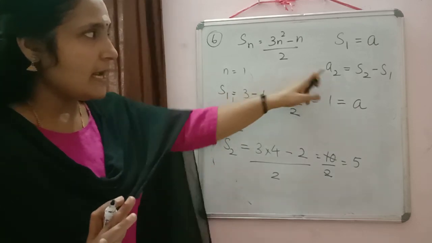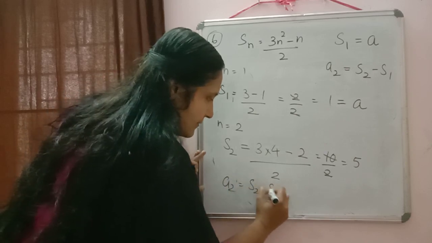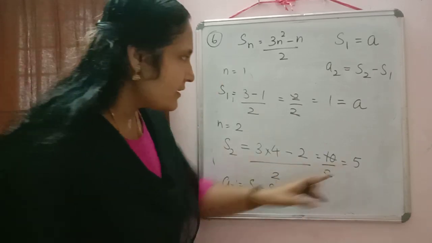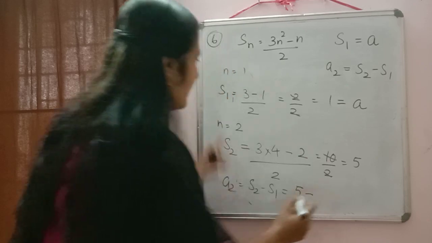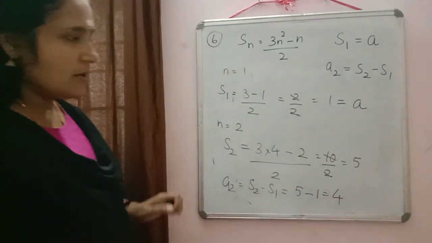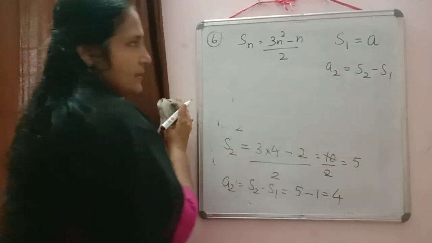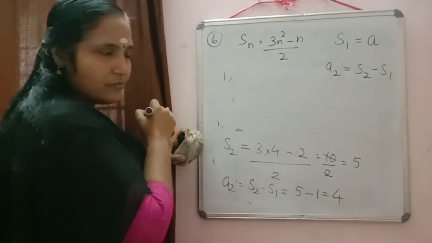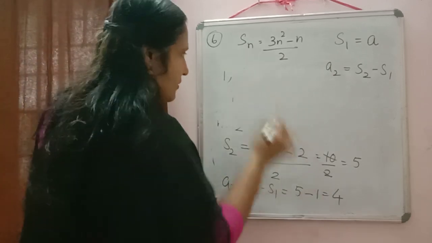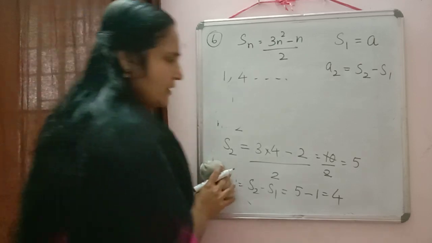To calculate A2, what we want? S2 minus S1. S2 we have 5 and S1 we have calculated is equal to 1. So 5 minus 1 is equal to 4. So we have the first term of the AP. That was A is equal to 1 and second term we got here 4. Remaining we are not calculating, that is not required there.